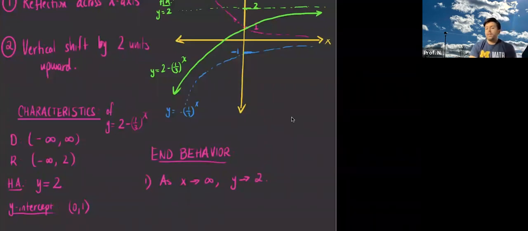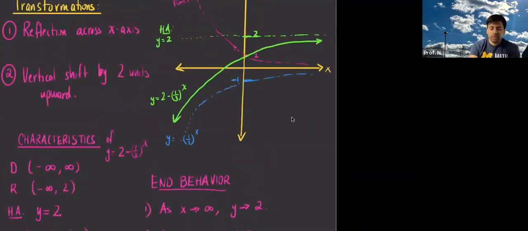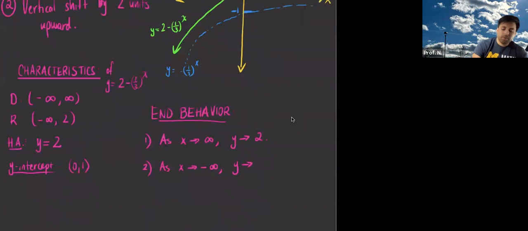You see that? That's why it's the horizontal asymptote. I'm approaching it. But if I go in the reverse direction, as x approaches -infinity, then what does my y value approach? Well, I'm going in the opposite direction. My y value gets more and more negative. So we're approaching -infinity.